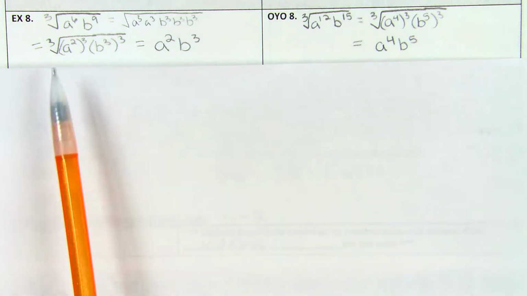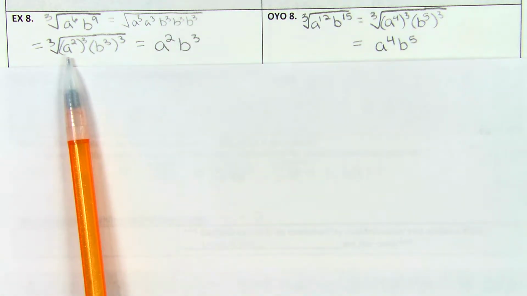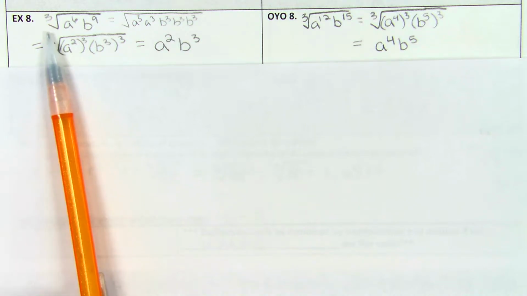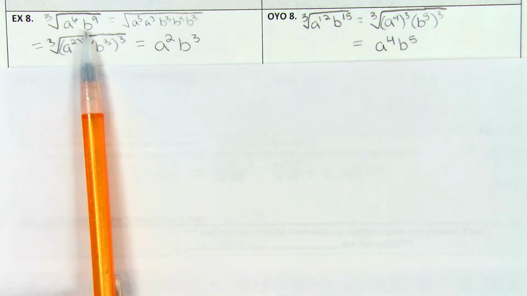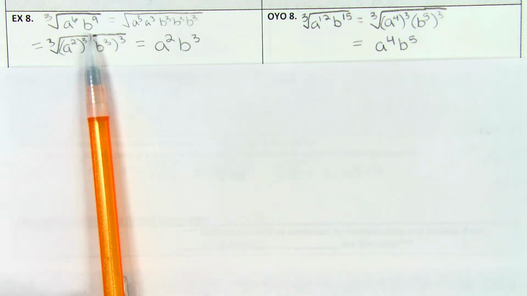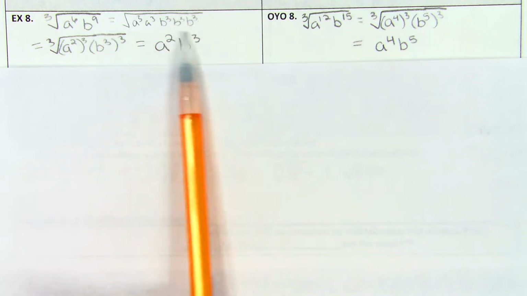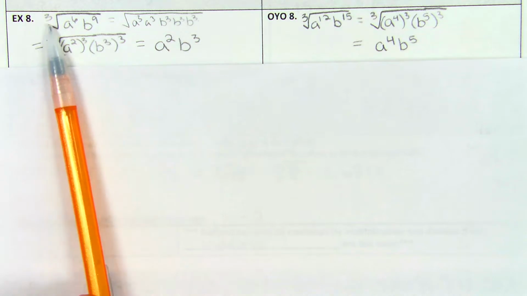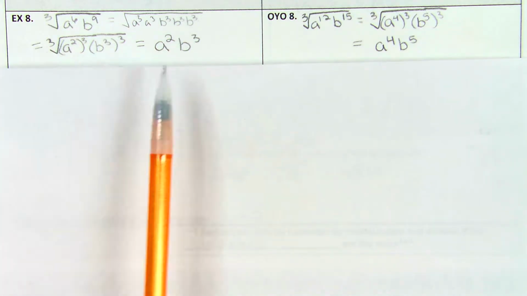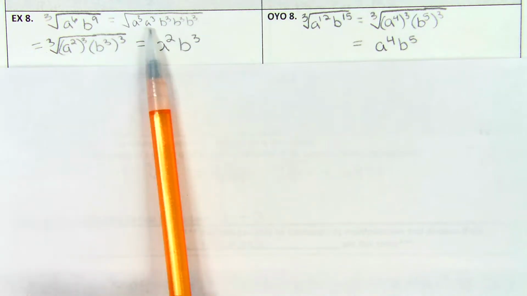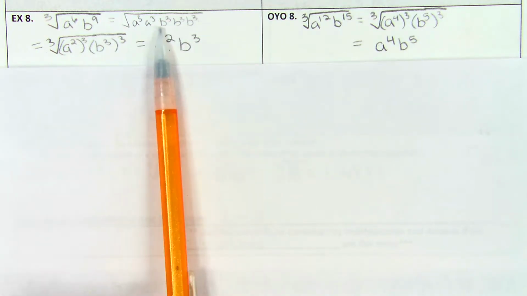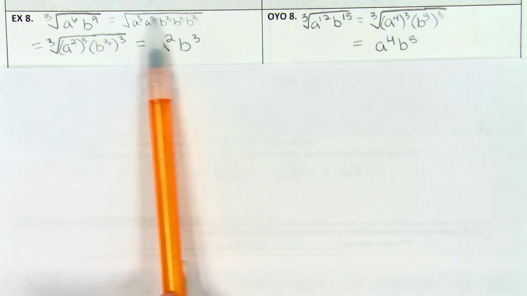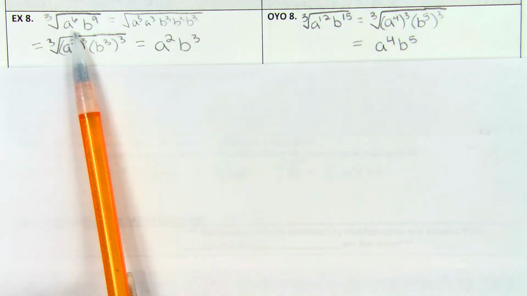So let's look at example 8. You should have this worked out already in your notes. Notice we have the cube root of a to the 6th times b to the 9th. Now we first learned this by expanding this out. We wrote it into perfect cubes because we had a cube root. A perfect cube and a cube root will cancel each other out. So we wrote it in expanded form where we had a cubed times a cubed. We did this because if we multiply it, we would go back to a to the 6th.